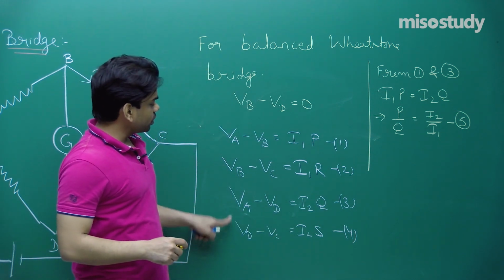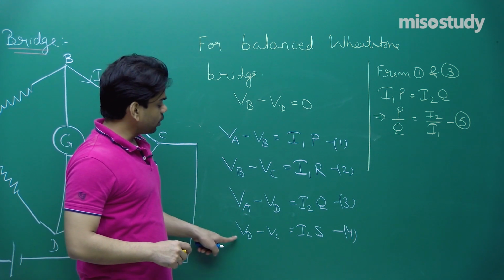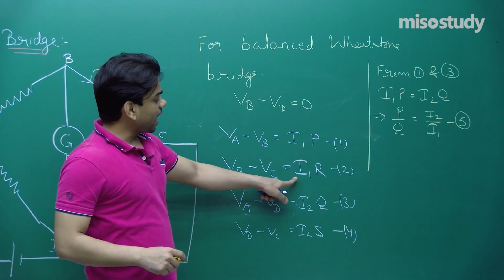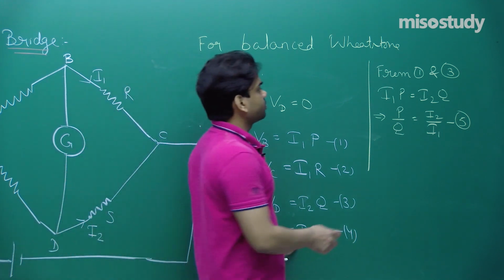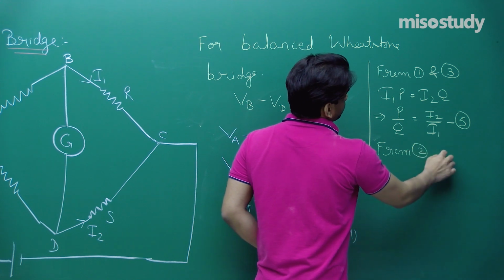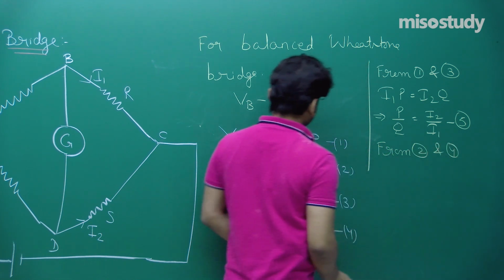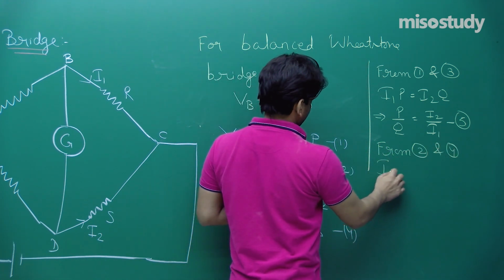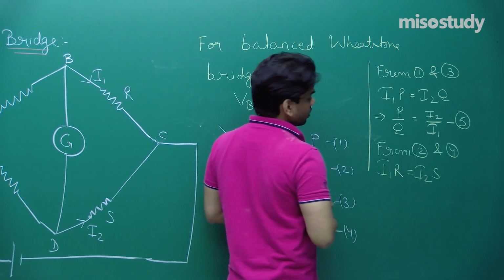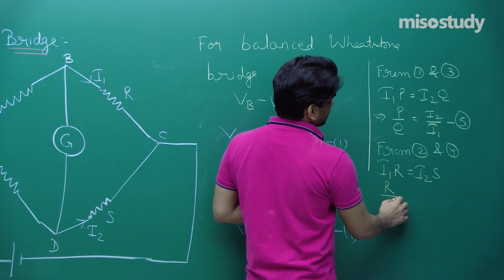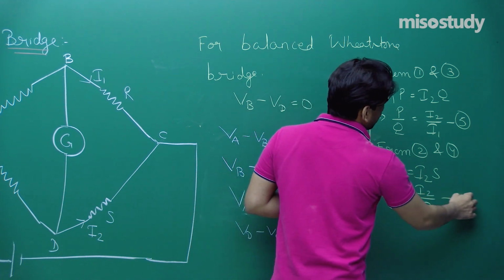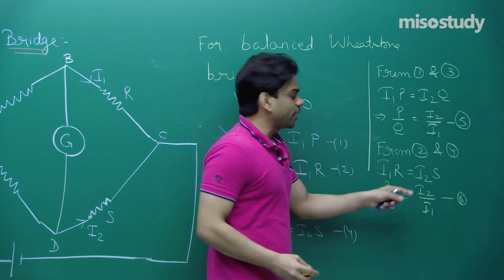From 2 and 4, VB minus VC will be equal to VD minus VC, because VB is equal to VD. So we can write I1 into R equals I2 into S. From here R by S will be equal to I2 by I1. Let's call this equation number 6: R by S equals I2 by I1.